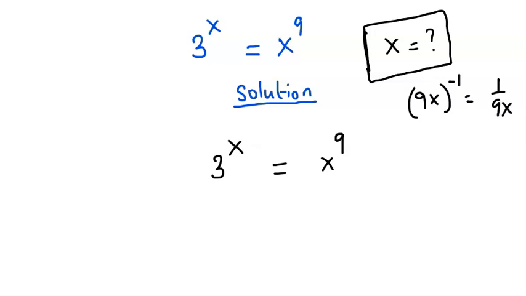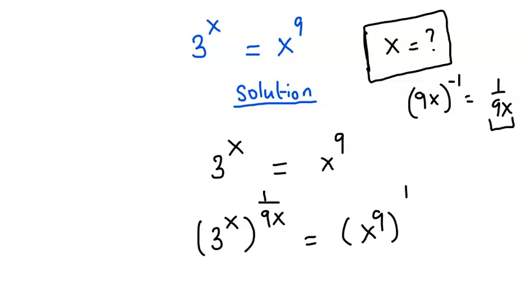So you may ask, where is 9 times x coming from? We see that from the right hand side the power is 9, and from the left hand side the power is x. So that is why 9 times x is involved here. Okay, so we're going to raise both sides of the equation to the power of 1 over 9 times x. So when you do so, the left hand side will be 3 raised to the power of x in bracket raised to the power of 1 over 9 times x. So this will be equal to, from the right hand side, x to the power of 9 raised to the power of 1 over 9 times x.